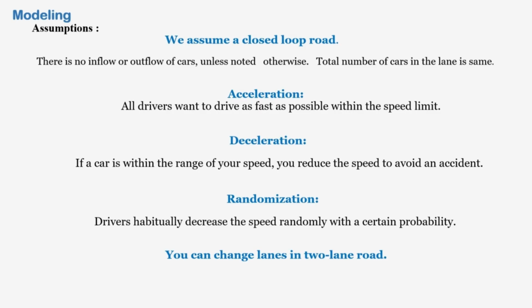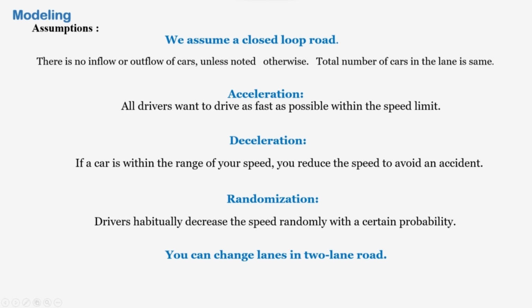Our assumptions for our model are simple. We assume a closed loop road, so there is no inflow or outflow of any car, and drivers want to move as fast as possible within the speed limit, and drivers reduce the speed to avoid an accident. And drivers reduce the speed with a certain probability, and this assumption is concerning human behavior. So drivers habitually decrease the speed with a certain probability, and we call this randomization probability.